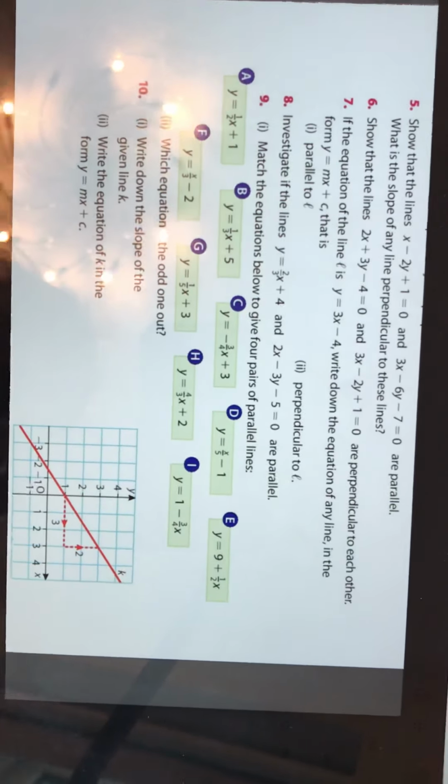Question 5 and 6 here. These are your solutions.